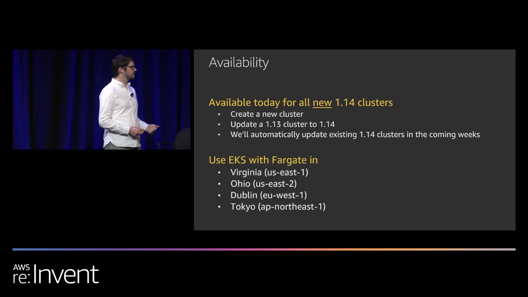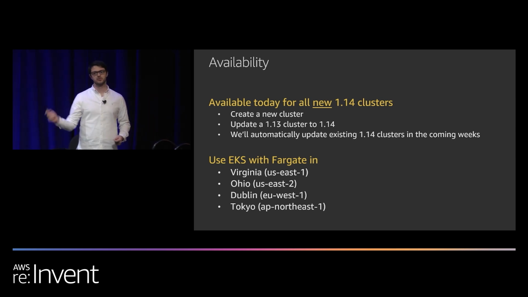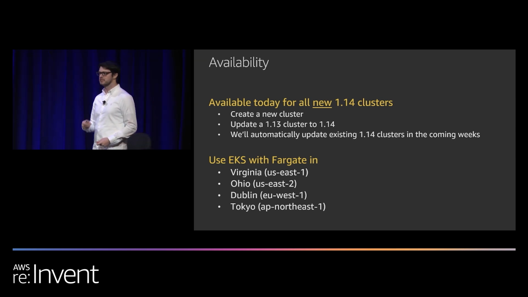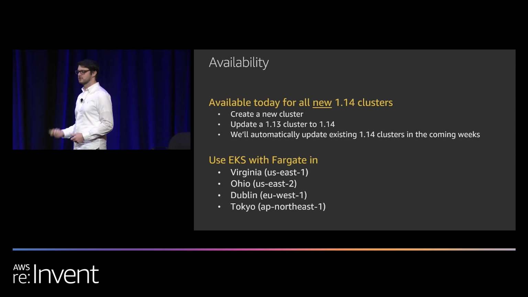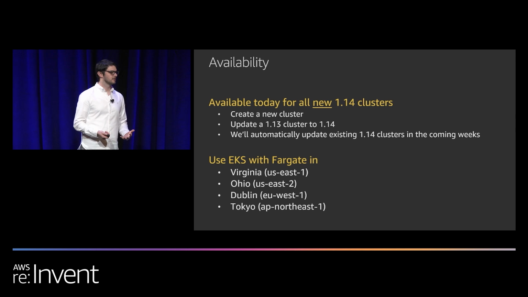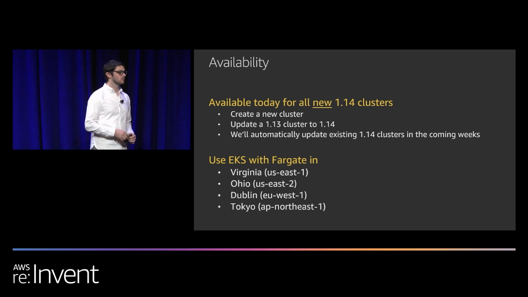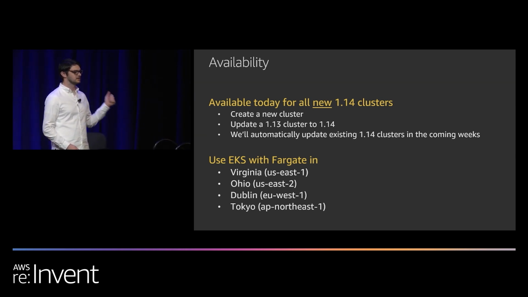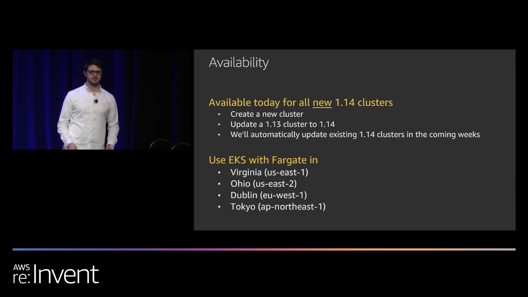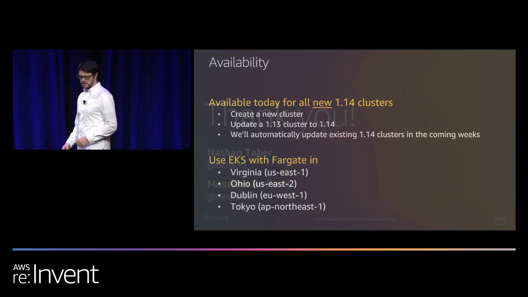What's not quite there yet is using 1.14 clusters that were created before this week with Fargate. We're going to be updating all of those clusters automatically over the next few weeks. So if you are in that situation, hold tight. We're going to be doing that update automatically. And you can use EKS with Fargate in 4 global regions. We'll be expanding to all global regions within the next year, but today it's Virginia, Ohio, Dublin, and Tokyo that are the 4 AWS regions where this is available.